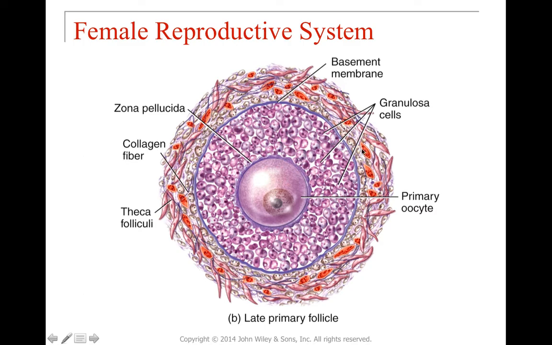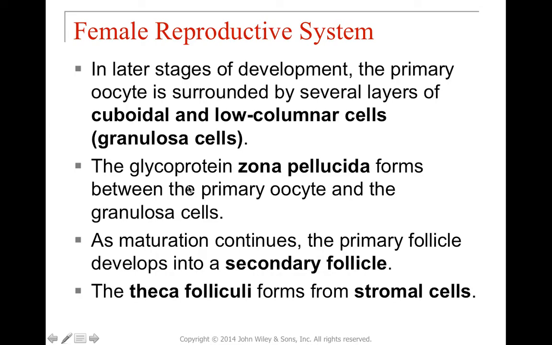Surrounding that, we have these things called granulosa cells. Granulosa cells are going to surround the oocyte, and then they are, in fact, themselves surrounded by a basement membrane, and then also by what's called theca folliculi, these guys here, and that is also going to be held together by collagen fibers. As we move on through the stages of the development of these eggs, the oocyte is going to become a little bit more complex.